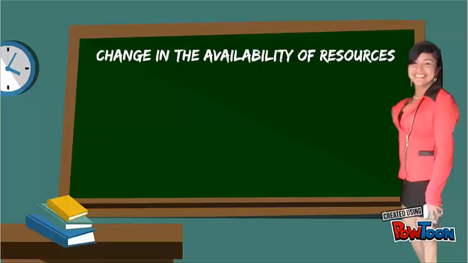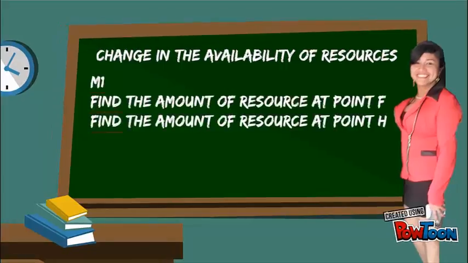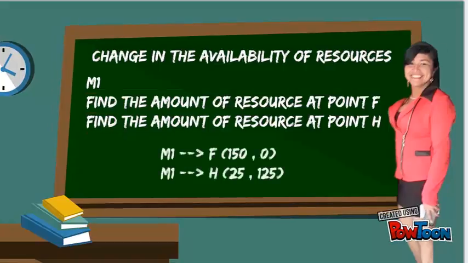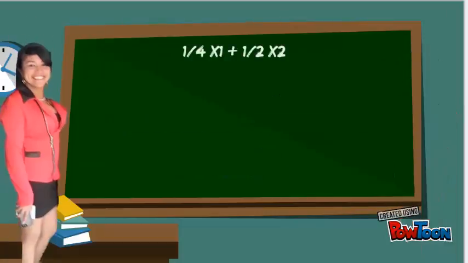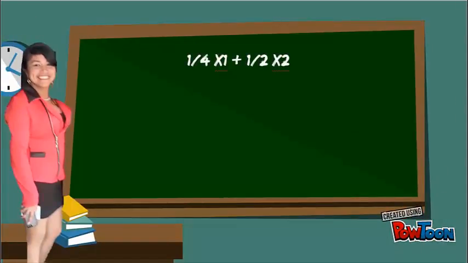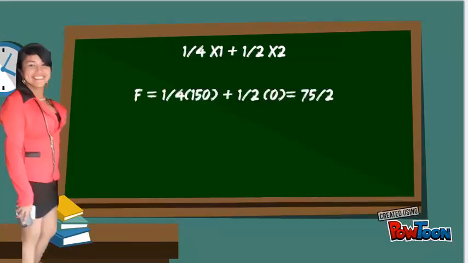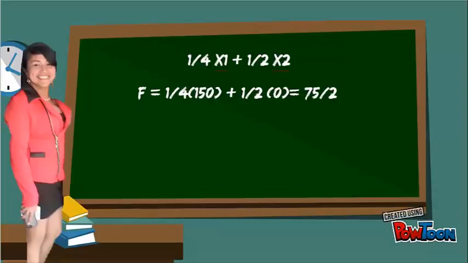Change in the availability of resources. Find the amount of resource at point F. Find the amount of resource at point H. It is replaced in the equation of M1, which is a quarter multiplied by S1 plus a half multiplied by S2. F equals a quarter multiplied by 150 and 50 plus a half multiplied by 0, which equals 75 million.